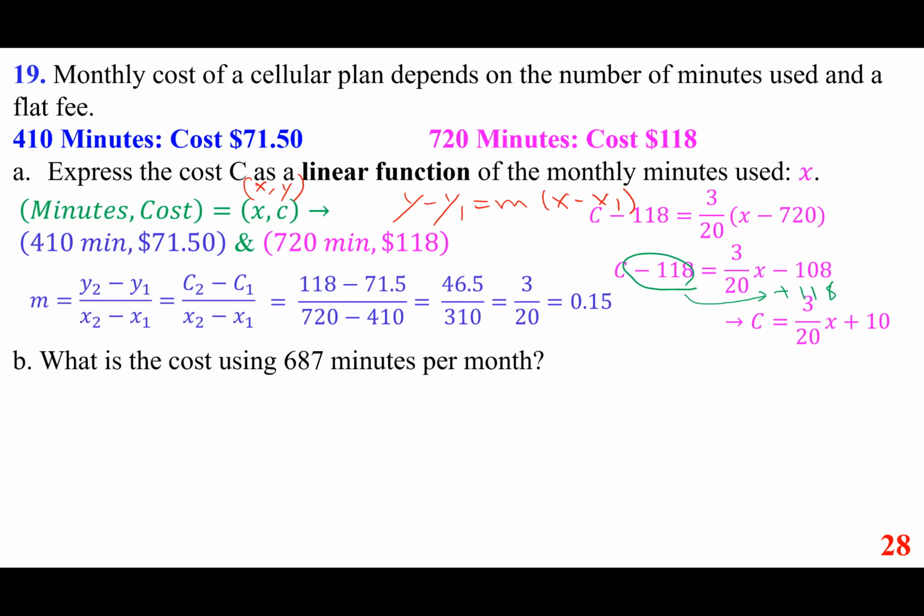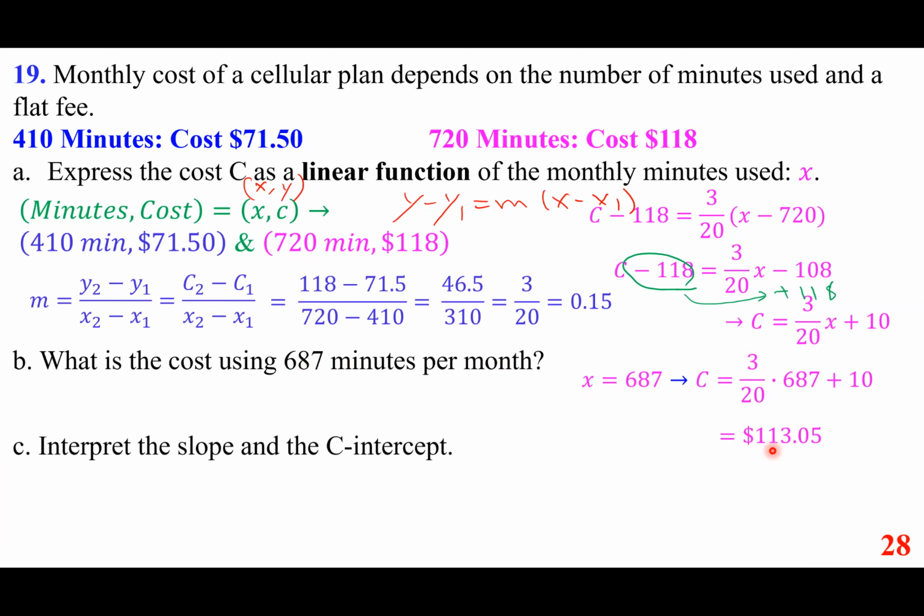What is the cost using 687 minutes? I'm going to replace the x with 687 and calculate that. You can use a calculator if you want. Divide this one by 20 times 3 plus 10, and we get $113.05. So if we use 687 minutes, this is how much they're going to charge us.